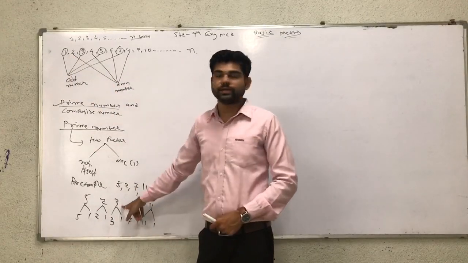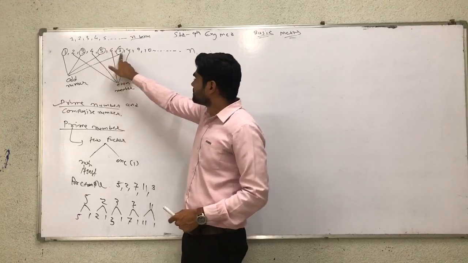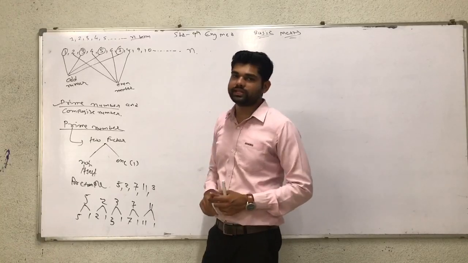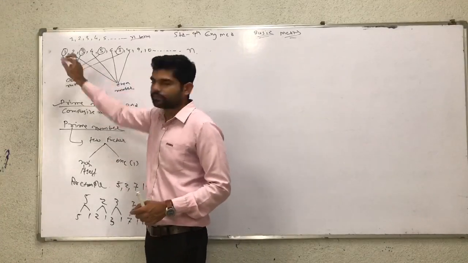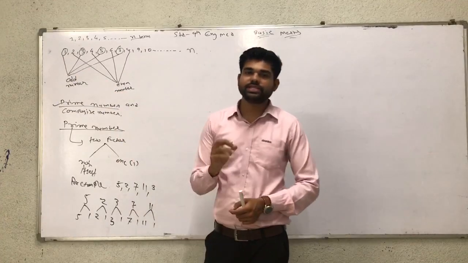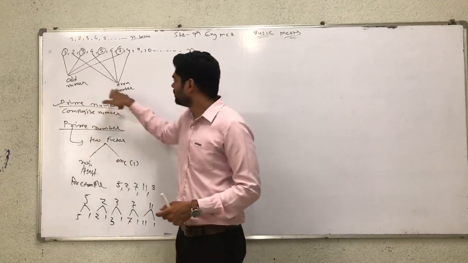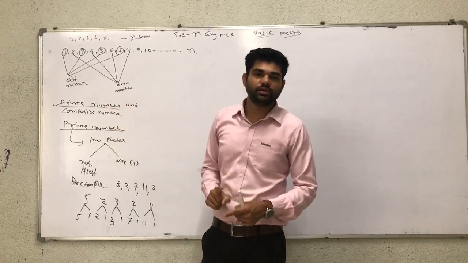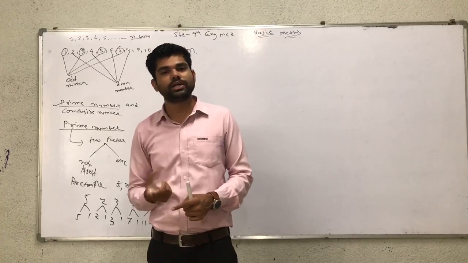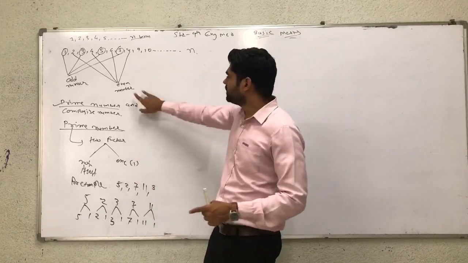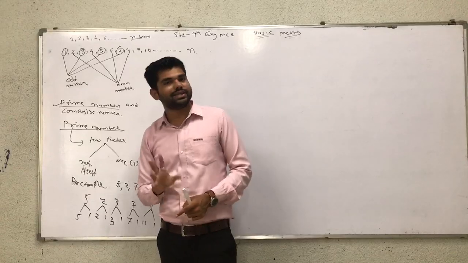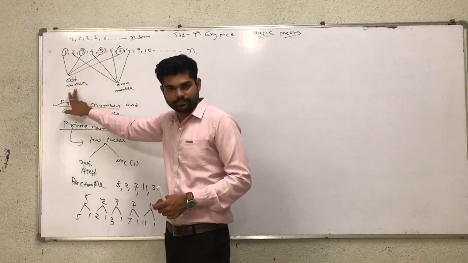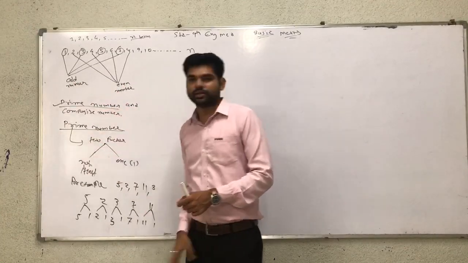3 is also a prime number, 5, 7, 11. So you can observe one thing: only 2 is which type of number? An even number, even plus prime. So the smallest prime number is 2, and 2 is the only even prime number. After 2, all prime numbers are odd.